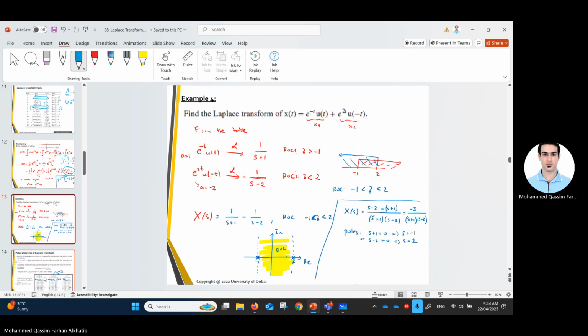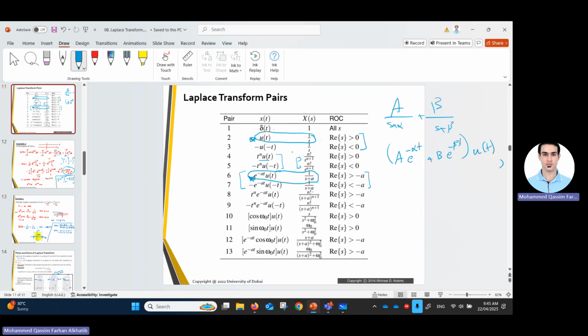Another example here: e to the power minus t u of t plus e to the power 2t u of minus t. I think we've done something similar to this. You can also rely on the tables. The first one, e to the power minus t u of t, is 1 over s plus 1 from the table. In this case, the region of convergence, s should be larger than -1, because it is minus a.